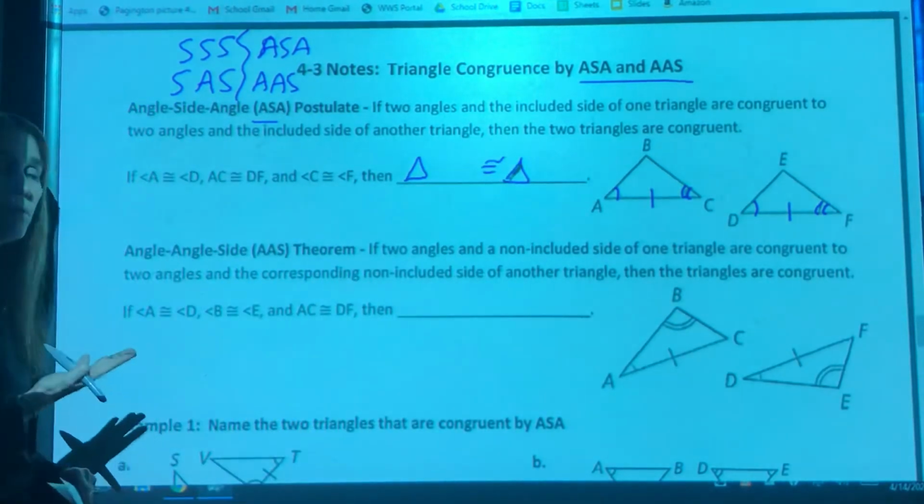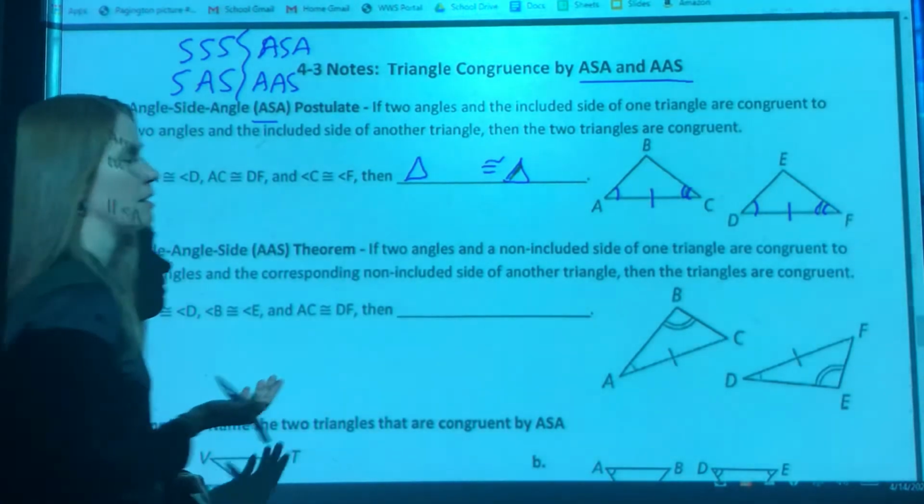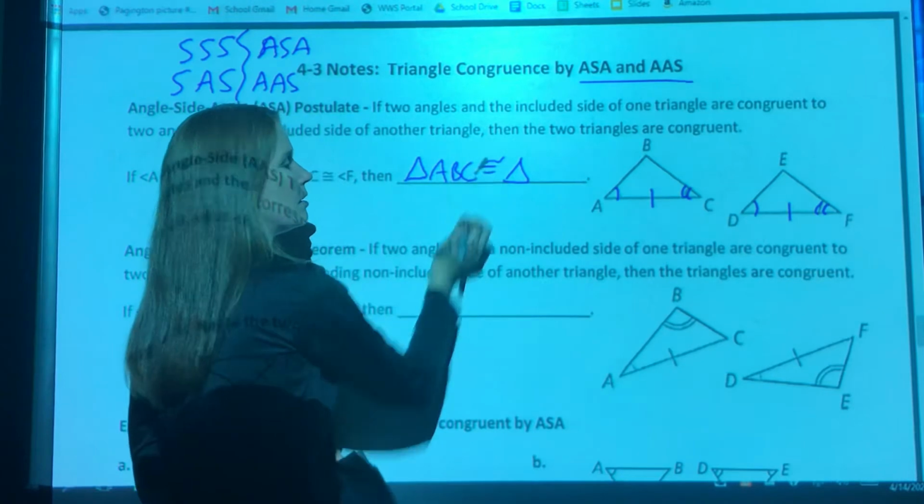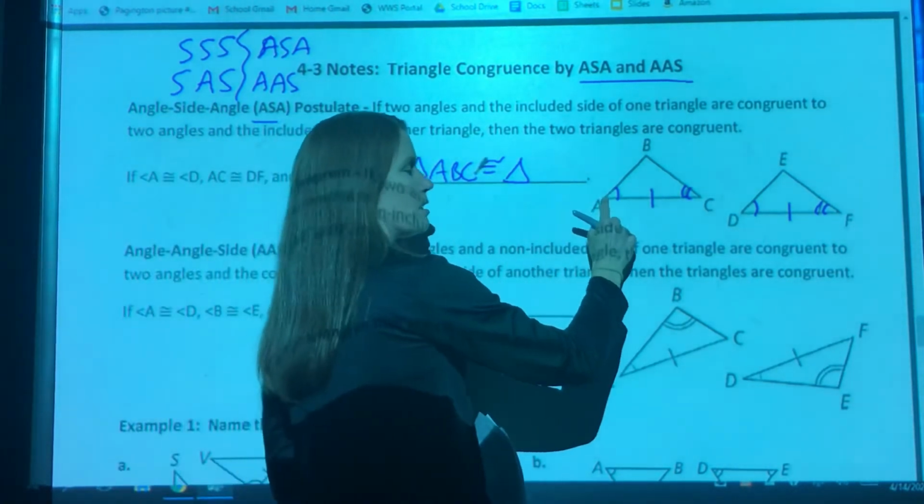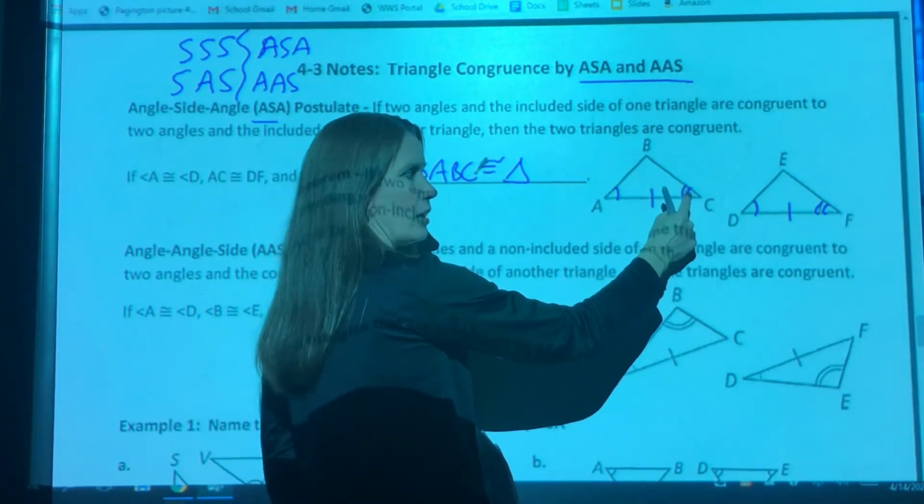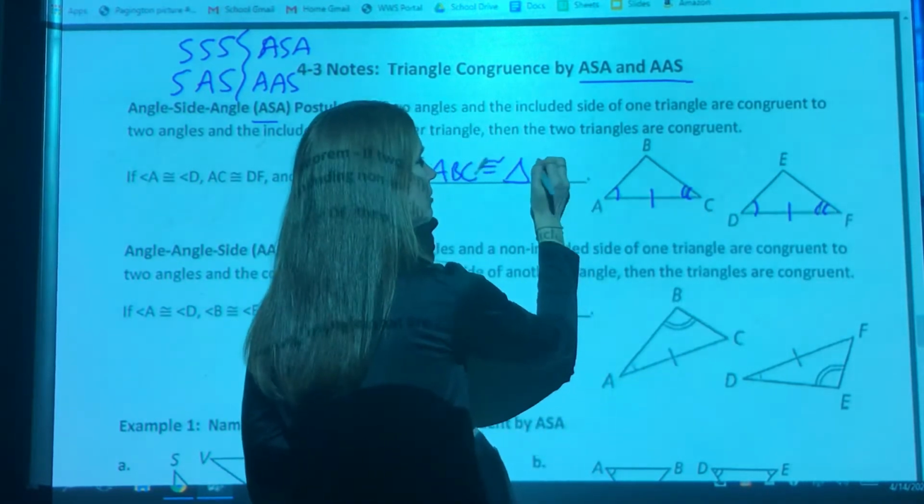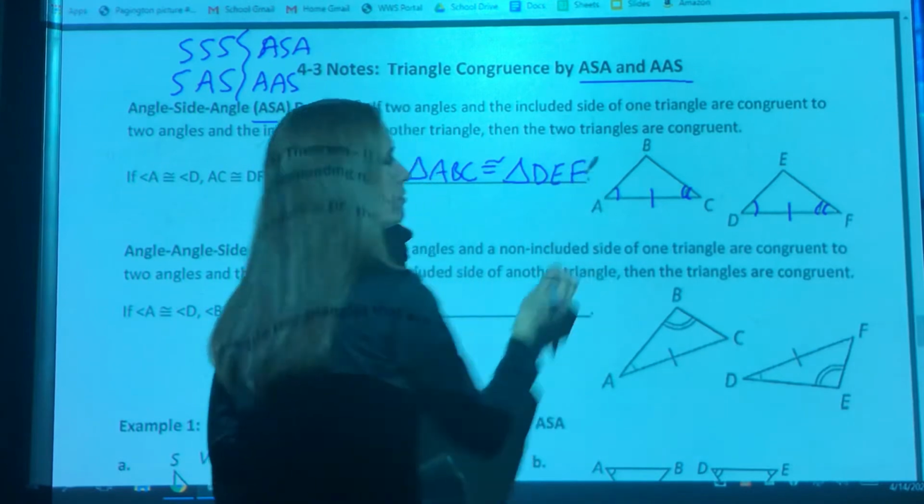And again, the order of my letters matters when I do a congruent statement. If I choose to go A, B, C, then if I went one mark, no mark, two mark for the angles, follow the same pattern over here. One mark, no mark, two mark, so D, E, F.